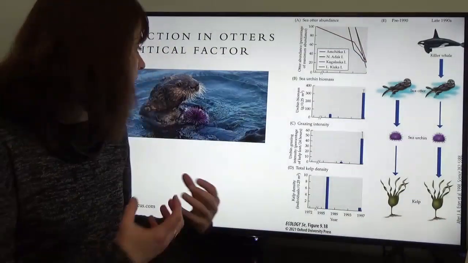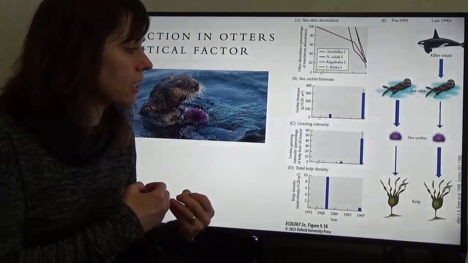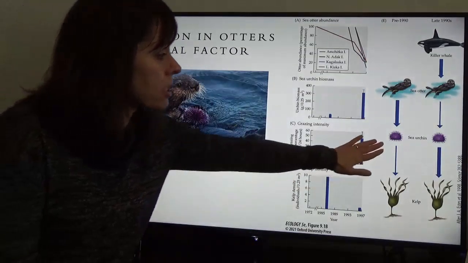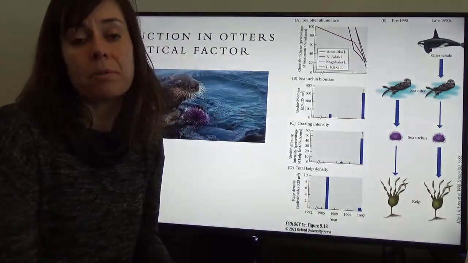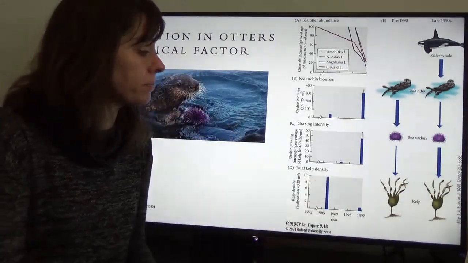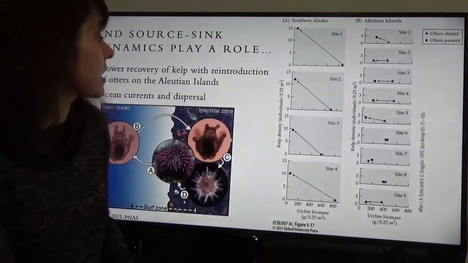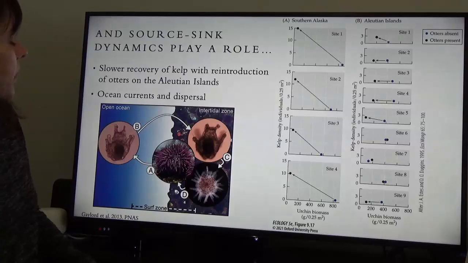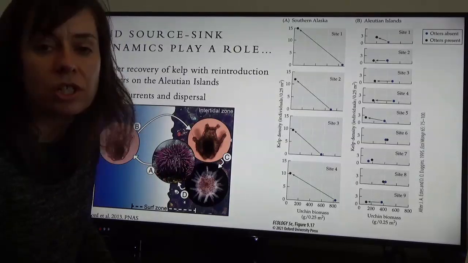And so we have these various factors at play that are driving the reduction in predators on sea urchins, and so then the sea urchin populations are able to explode and decimate these kelp regions. And there's an interesting source-sink kind of dynamic at play in places where there has been reintroduction of otters.